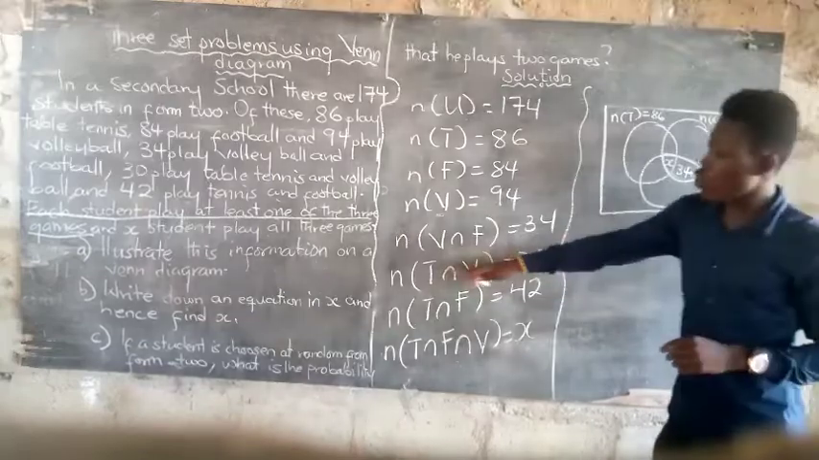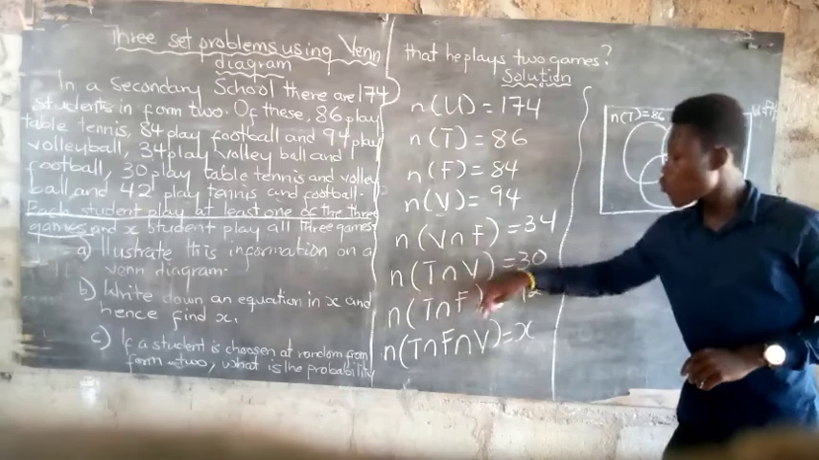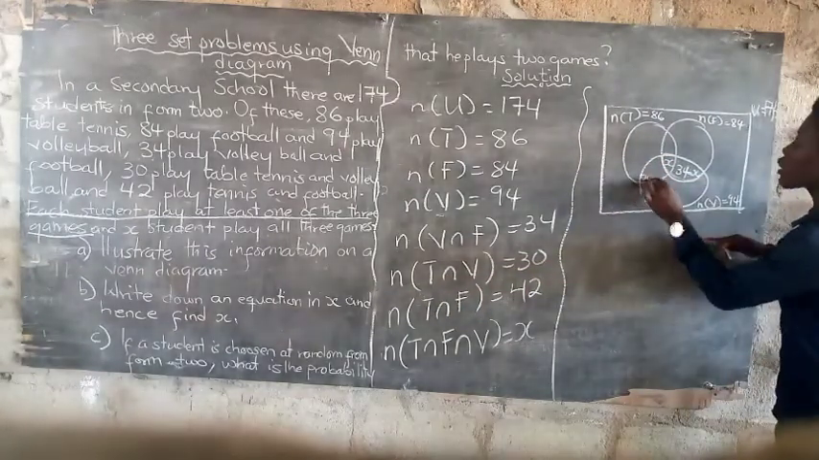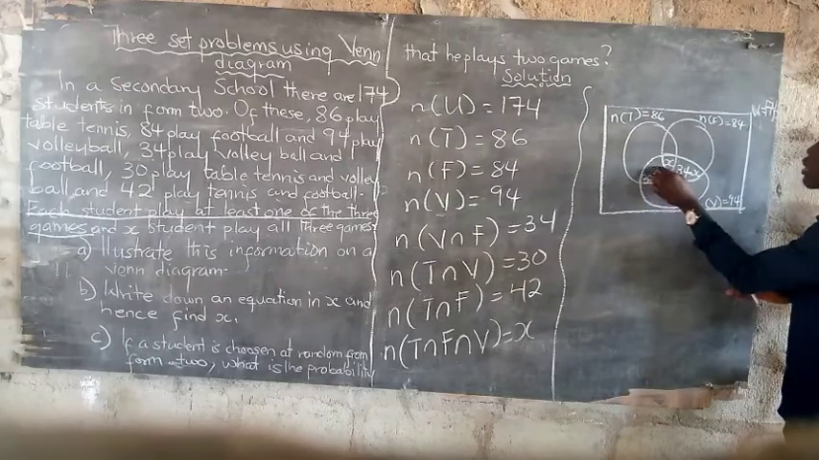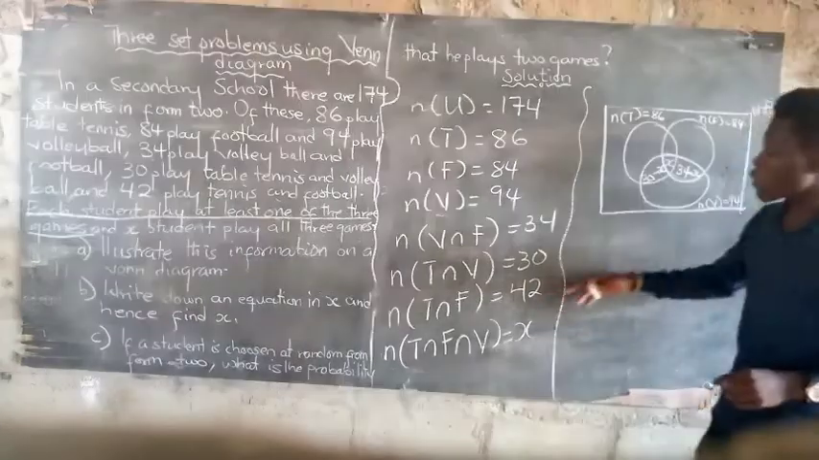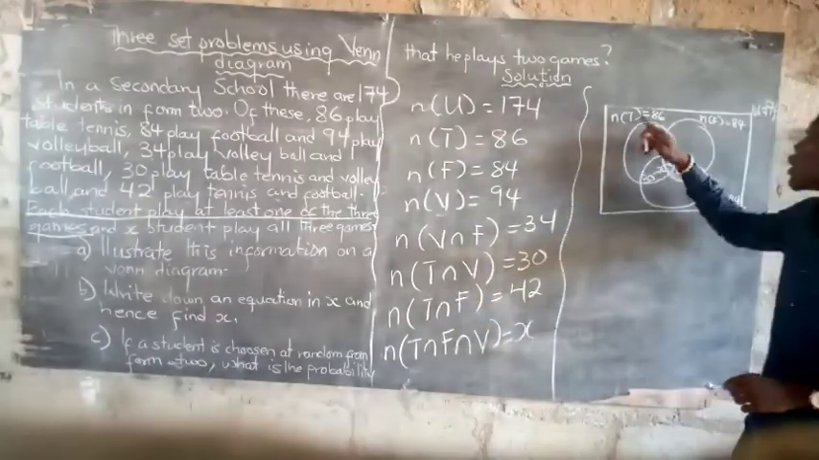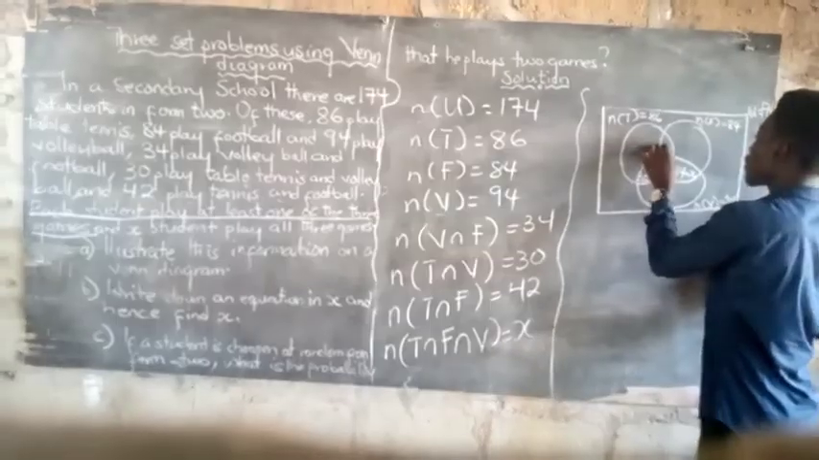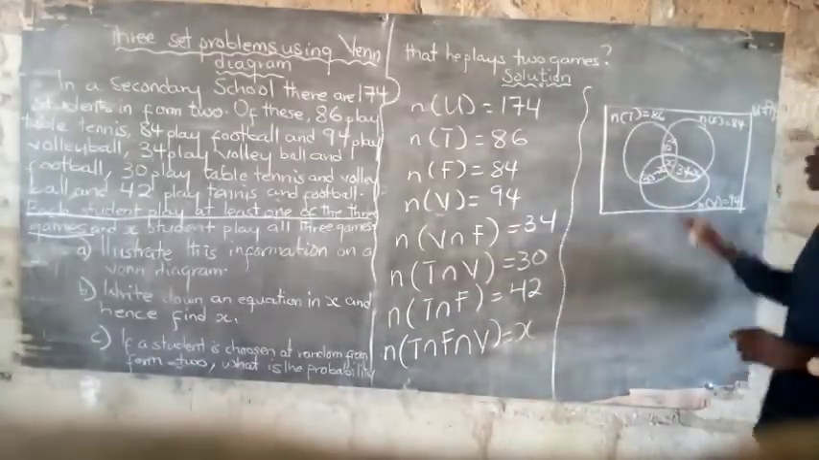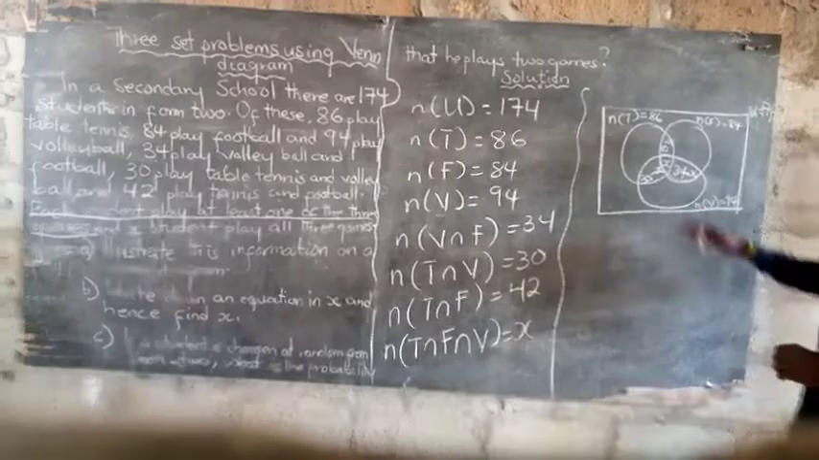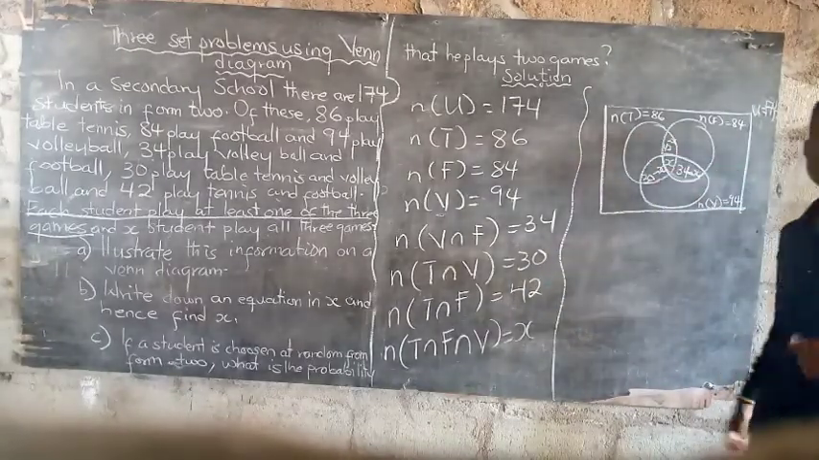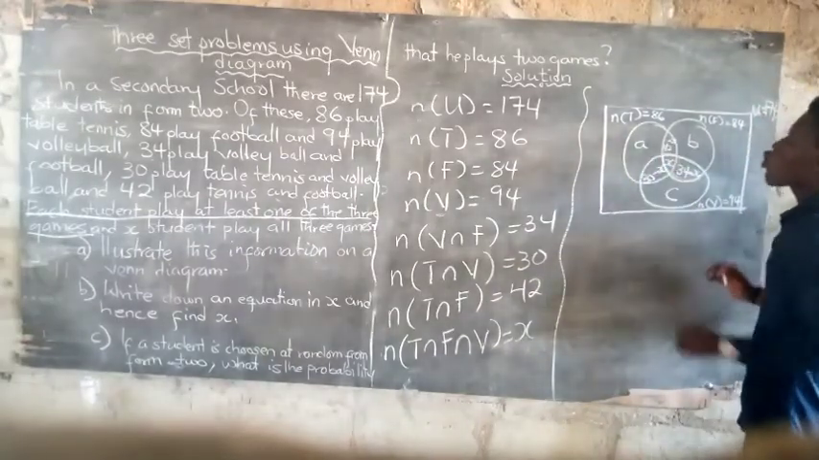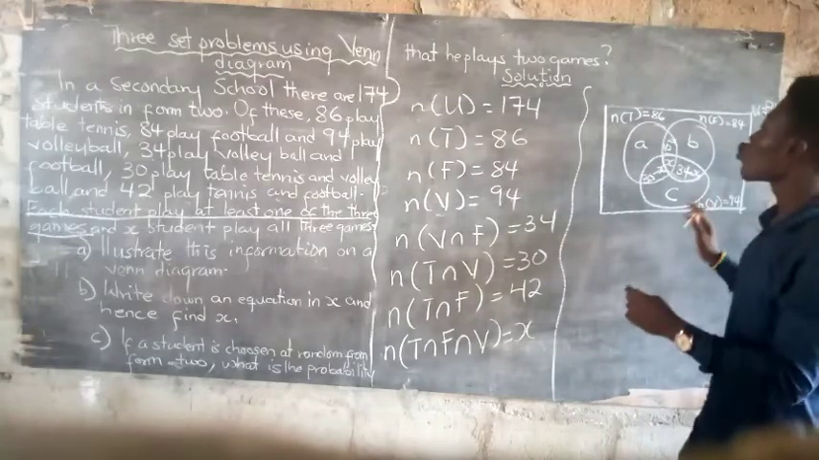Going further, they told us that the intersection of tennis and volleyball is 30. So this is also 30, that is the whole of this. So what we do is that we subtract X from it. Then they went on to tell us that the intersection of tennis and football is 42. That means 42 minus X, and that is also written here. Going further, they do not give us any of this particular region, so we represent them with variables we like. So we represent them with A, B, C.